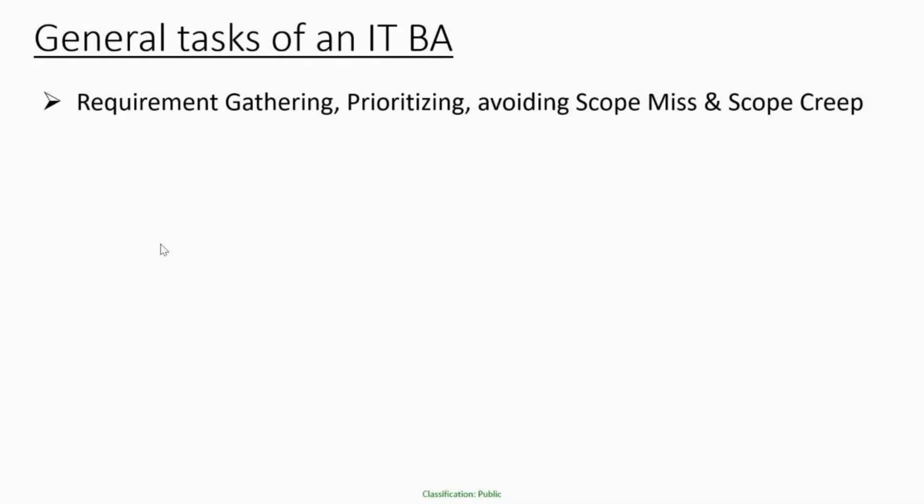Okay, and then comes the scope miss and scope creep. Both of these can be clubbed together and you can refer to it as scope management. What it usually implies is nothing but scope miss. What is a scope miss?